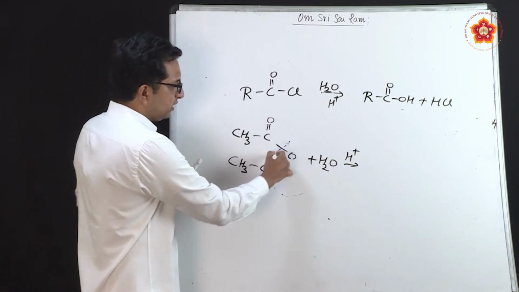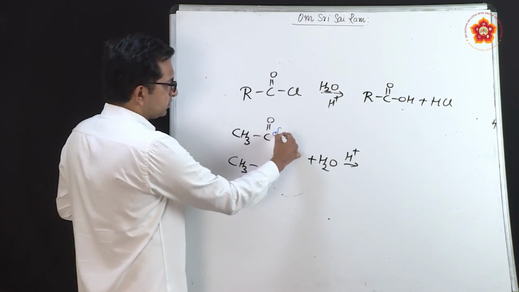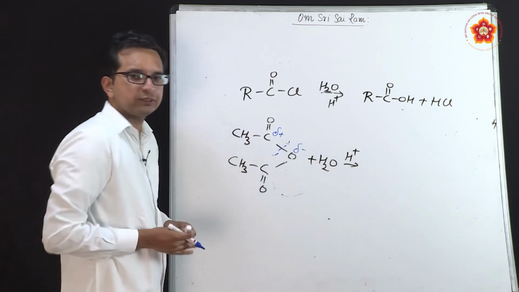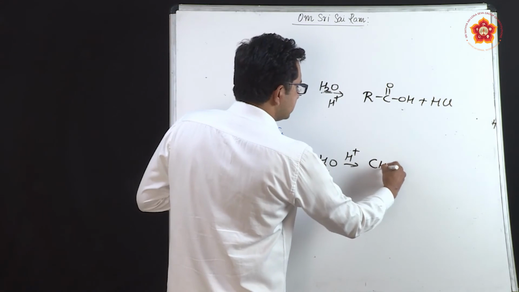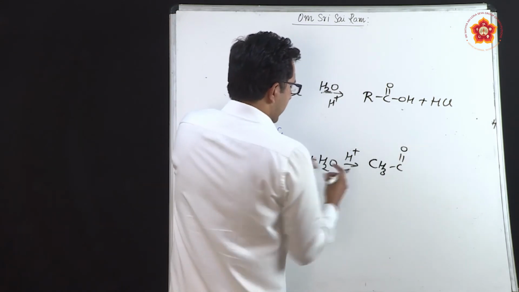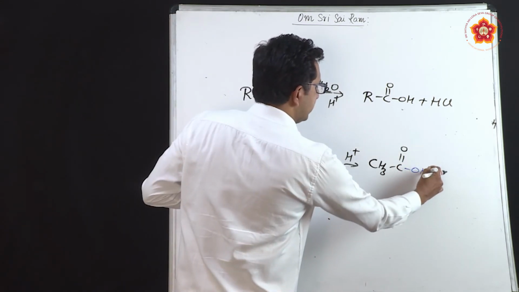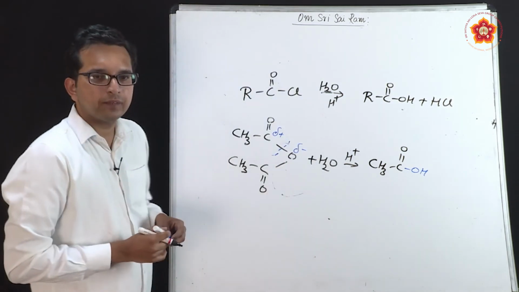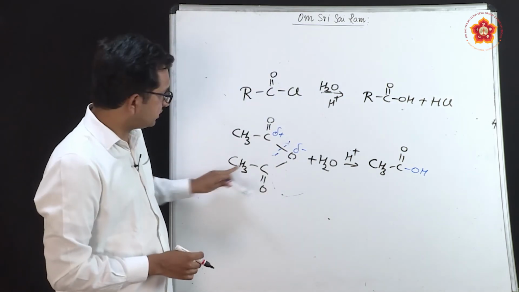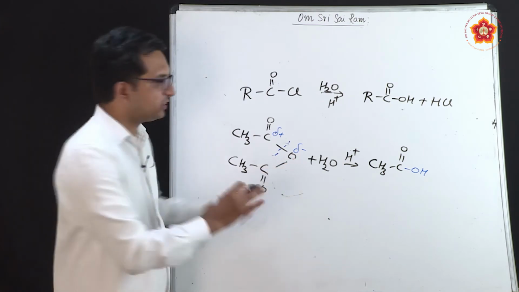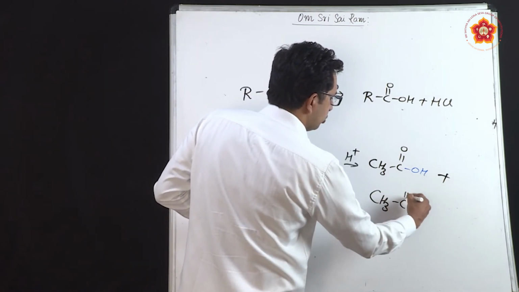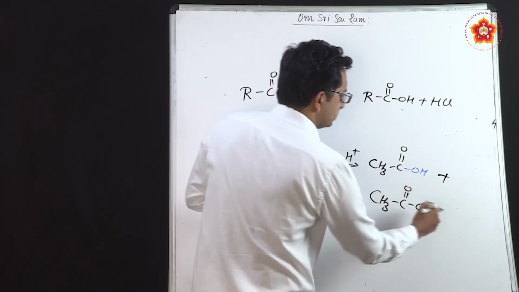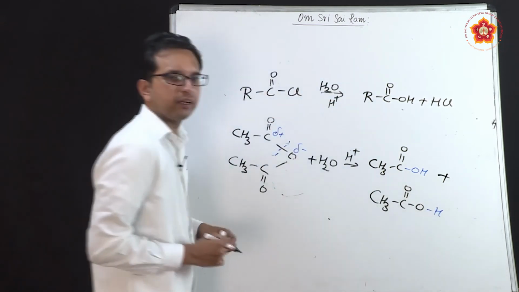So, suppose I cut here, this becomes delta plus, this becomes delta minus, and water is H plus, OH minus. So, CH3CO, and OH from water comes and attacks this part. What about the other part now? CH3COO. So much is there. So plus CH3COO, and to this the hydrogen of water comes and attacks.